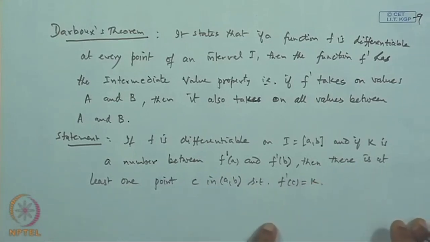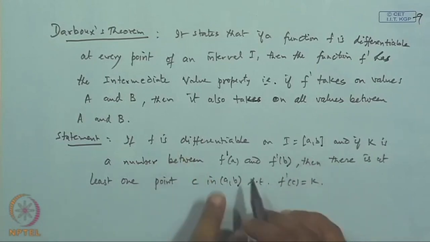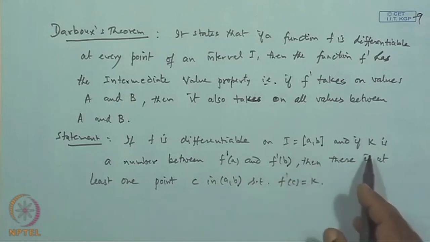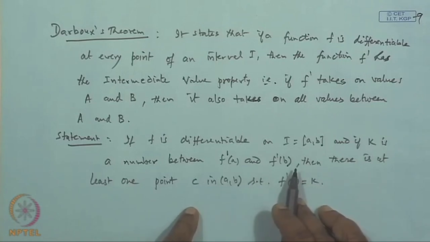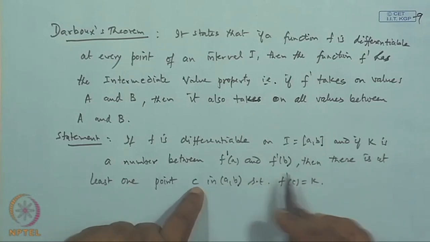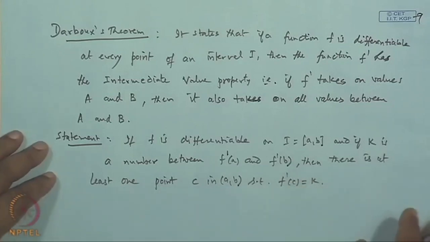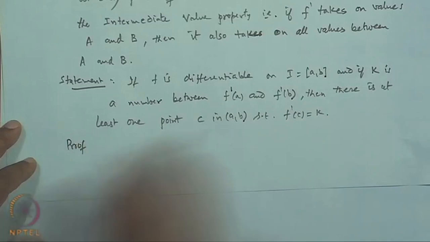It means if f is differentiable throughout this interval, meaning the derivative of the function exists including at the end points, then if I pick any arbitrary number which lies between f dash a and f dash b, there will be some point where the derivative of the function will coincide with the number k. So it can attain all the values in between. Okay, so the proof is like this.